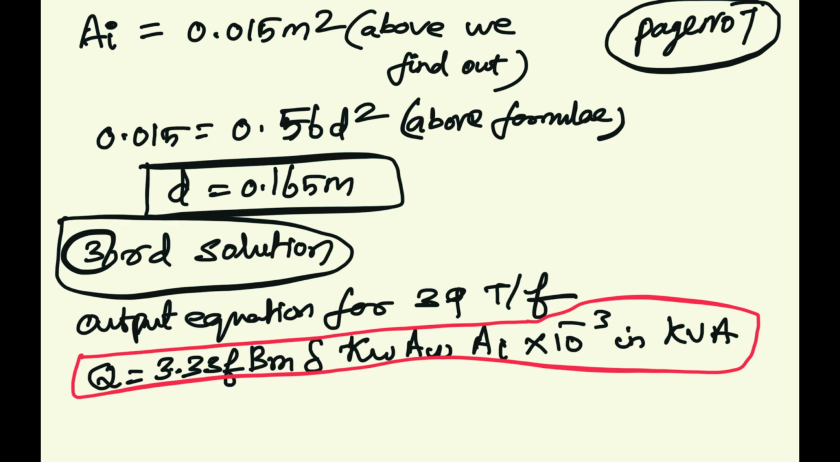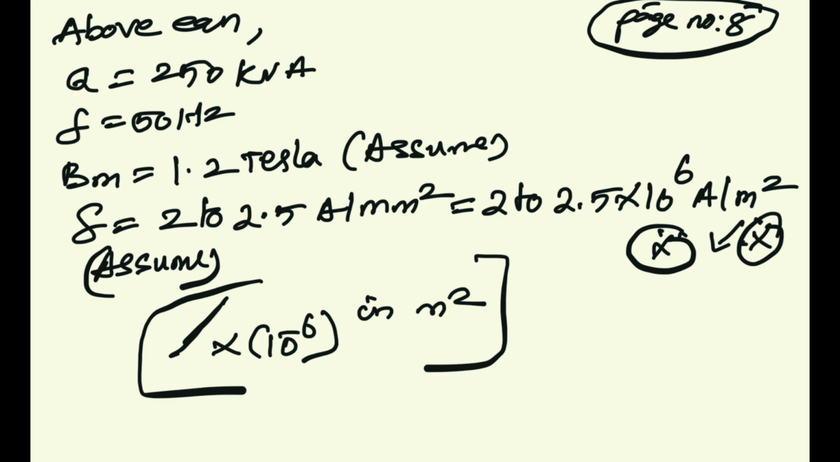Next, we derive the Aw value from the output equation for a 3-phase transformer. The output equation of a 3-phase transformer is Q is equal to 3.33 f Bm delta Kw Aw Ai into 10 power minus 3 kVA. In the above equation, Q is 250 kVA, f is 50 Hz, Bm is 1.2 tesla. Assume delta is 2 to 2.5 ampere per millimeter squared. And this delta value, we convert into meter squared, which is very important. That is 2 to 2.5 into 10 power 6 ampere per meter squared.